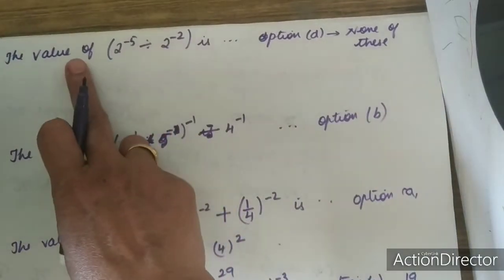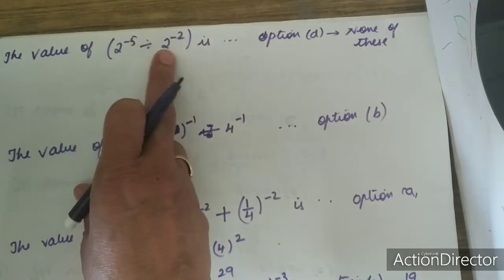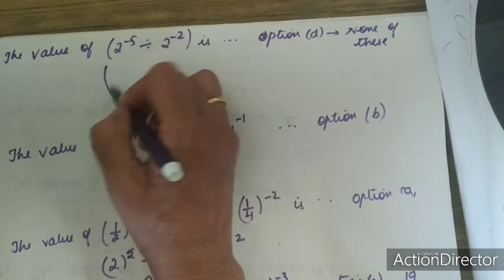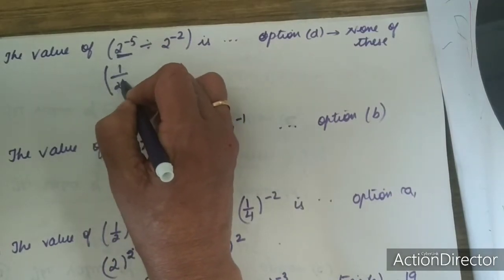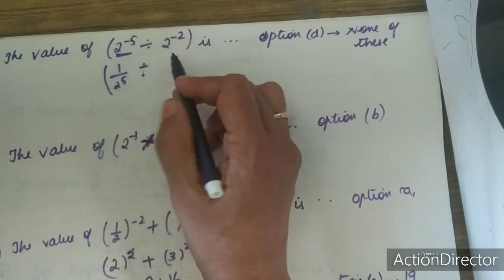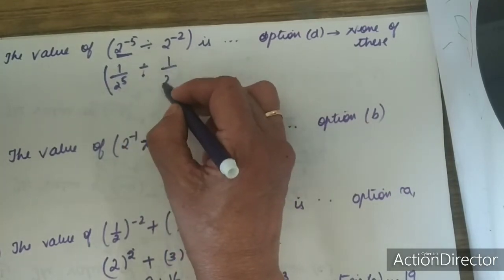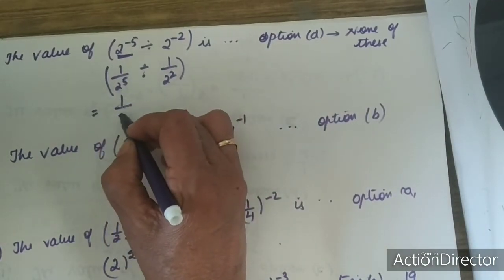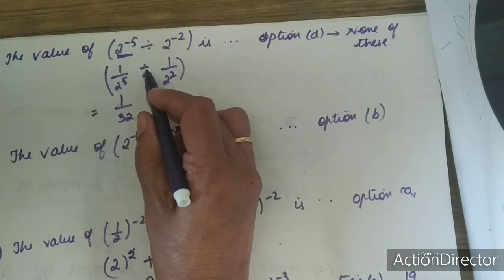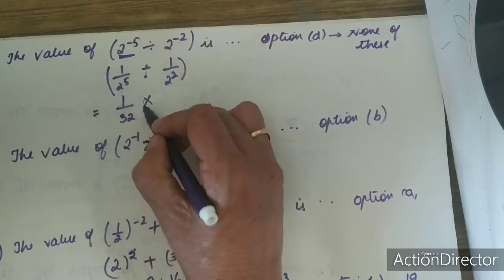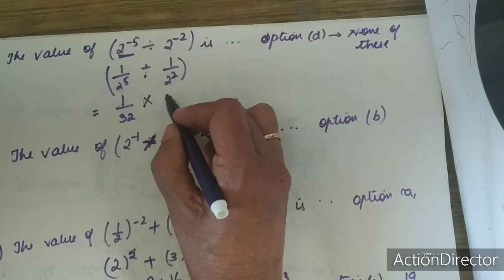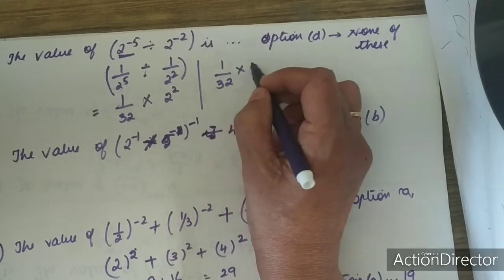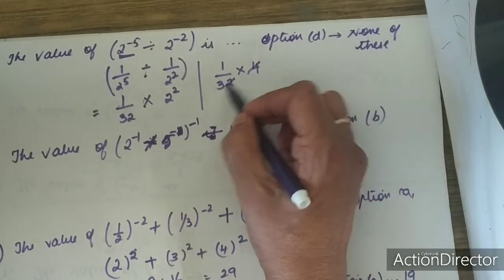Coming to the fourth question. The value of 2 power minus 5 divided by 2 power minus 2. So first we will make the power positive. So 2 power minus 5 can be written as 1 upon 2 power 5, divided by 2 power minus 2, which can be written as 1 upon 2 power 2. Again, 1 upon 2 power 5 is written as 1 upon 32. This division symbol is converted to multiplication sign and 2 power 2 is taken to the numerator. So this is equal to 1 upon 32 into 4, so this is equal to 1 upon 8.